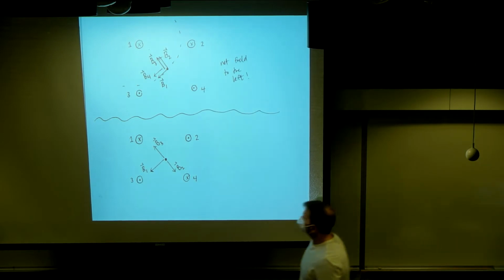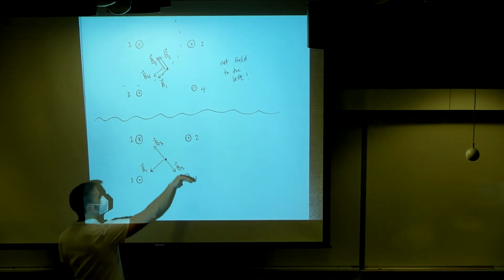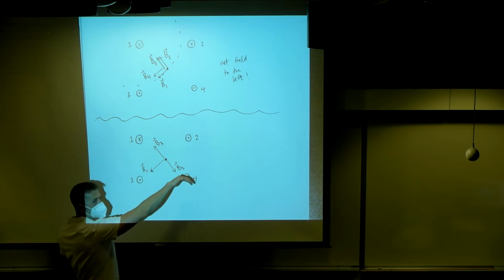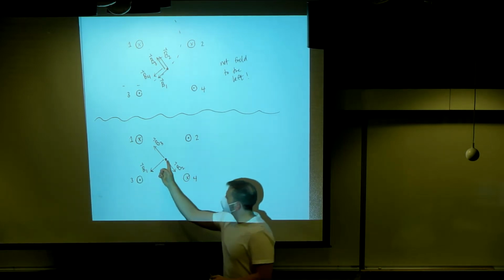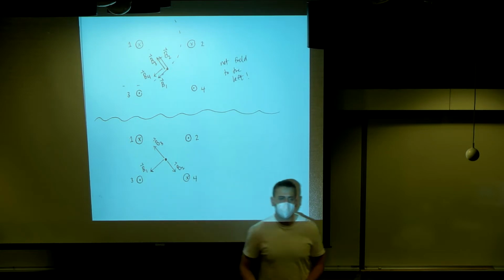And then finally, we've got B4. That one's going into the page. So thumb into the page, current circulates around like this. If we're up here, that's going up and to the right.